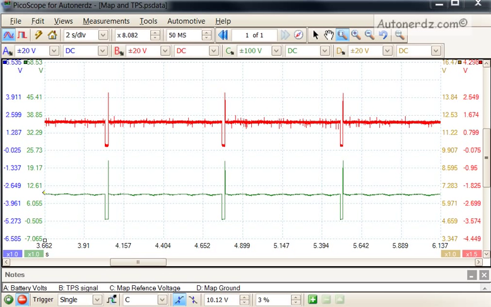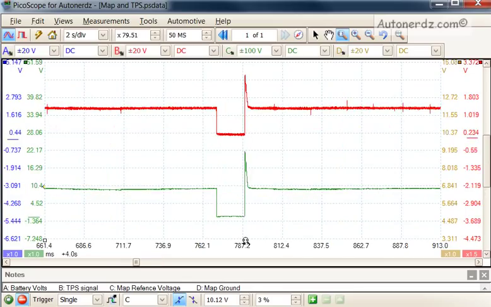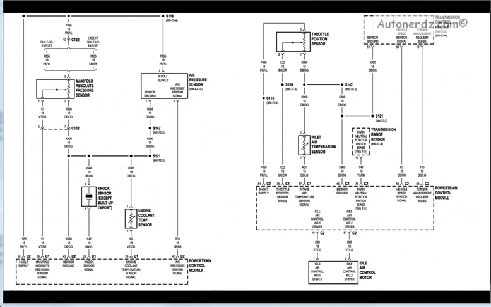Since we also had a TPS code, I decided I'd look at that along with our MAP reference voltage. This is actually our TPS signal. We have that same injector-looking pattern. So at this point, it's time to look at some diagrams.